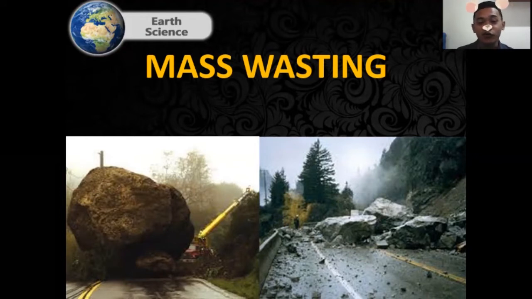Kasi pag makita nyo yung nasa picture natin na nasa left side ninyo, on the left side of the screen, landslide na sir. Pati nasa right side, landslide na sir. Actually, that's not a landslide. It's a rock slide or a rock fall. Ayan, so maraming klase-klaseng mass wasting. So, hindi natin siya pwede tawagin na landslide.